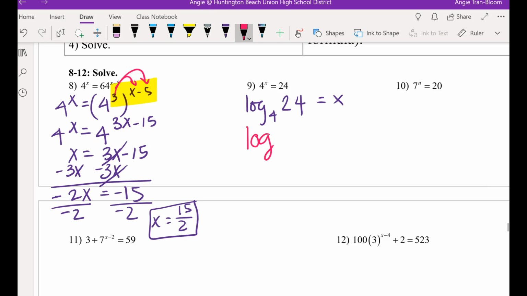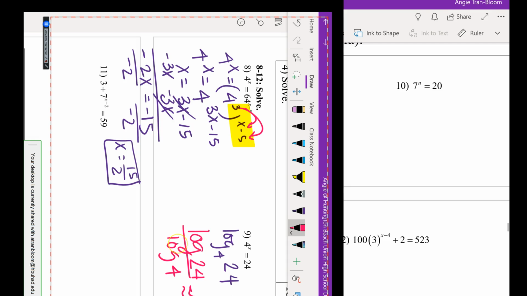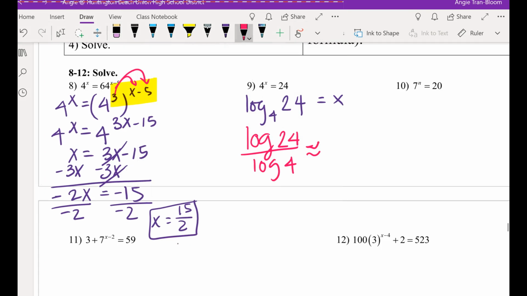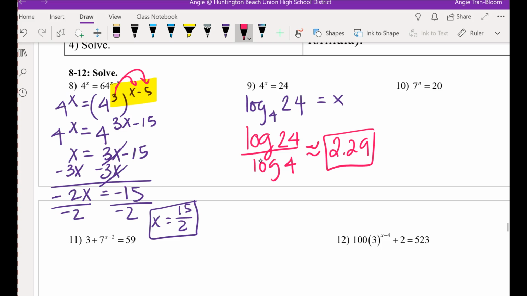Matt, how do you punch in your calculator? Log 24. Do you guys agree with Matt? Yes. Punch it in, round it to 2 decimal places. This goes to Bella, whenever you're ready. 2.29. Someone confirm? All right. 2.29. Box it up. You're on your own for number 10.